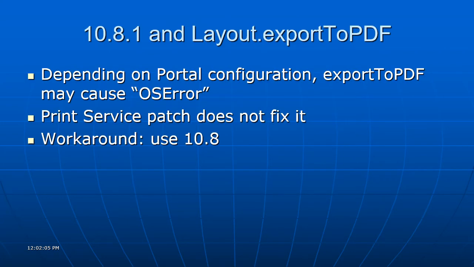Unfortunately, Enterprise 10.8.1 has broken the PDF export process, depending on the portal configuration. It will not work in our own 10.8.1 portal, although it previously worked at 10.8. For this presentation, I worked around the issue by creating my own instance of 10.8. I will be opening up a case with Esri on this, and hopefully we'll find a resolution. If I do find a fix, I will post a follow-up on GeoNet.